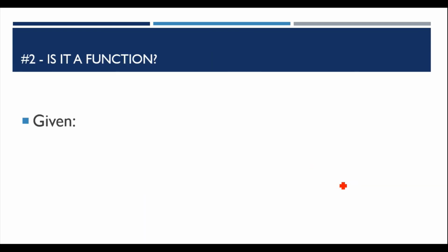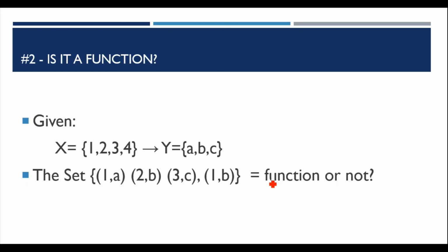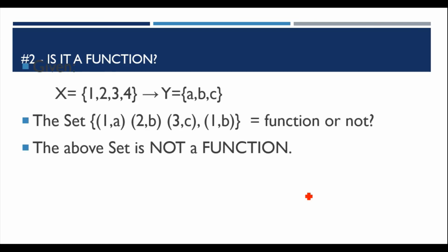Okay, now another example here. We have here 1, 2, 3, 4 are the elements of set X. A, B, and C are the elements of Y. The given set here, we have 1A, 2B, 3C, and 1B. The question is, is it a function or not? So the answer is, it is still not a function.